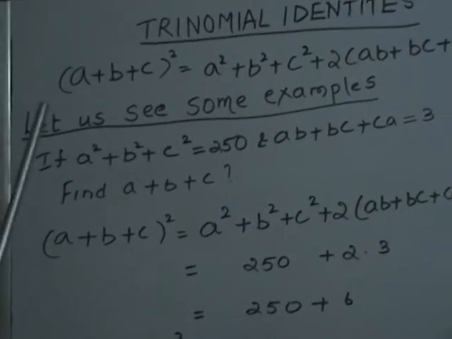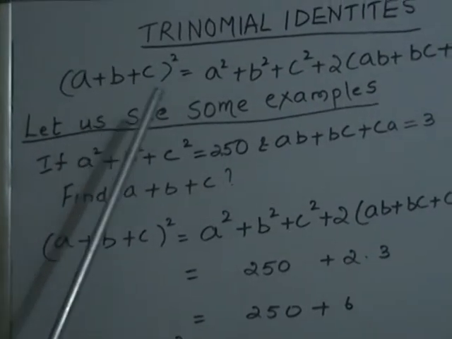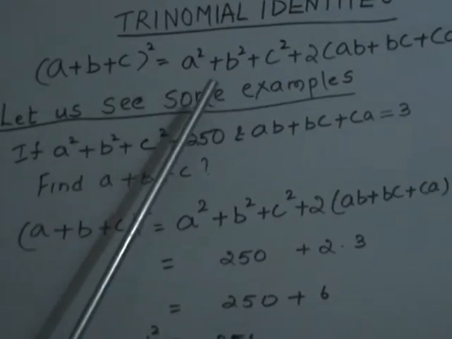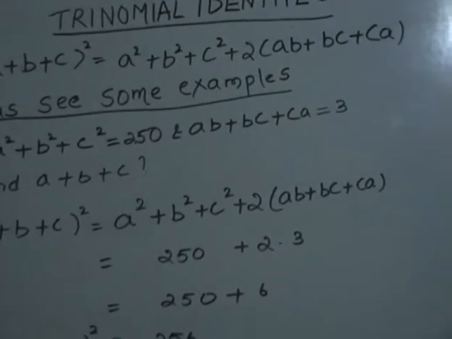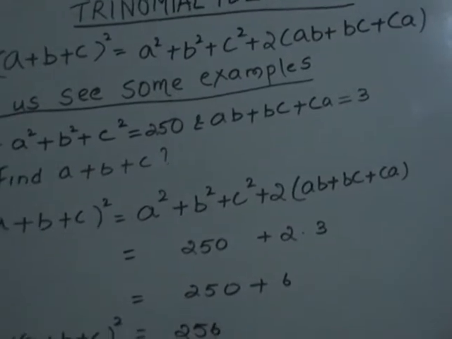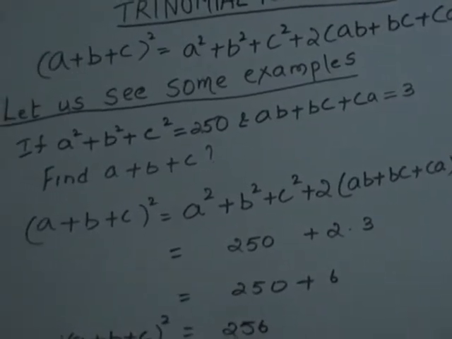We have seen the square of the trinomial: (a + b + c) whole square is a square + b square + c square + 2(ab + bc + ca). Now let us see some more examples using the above identity.